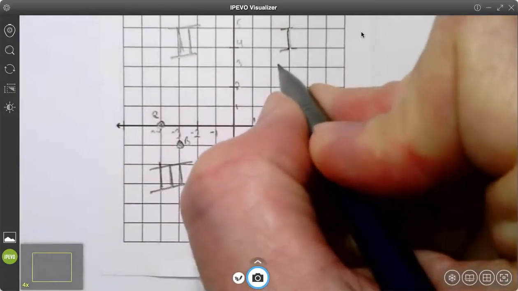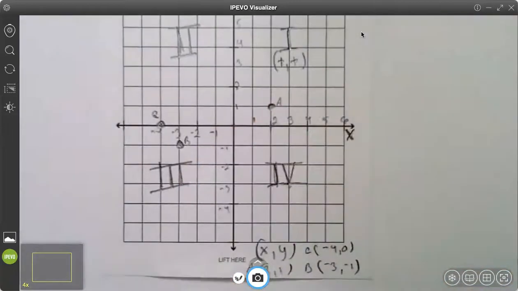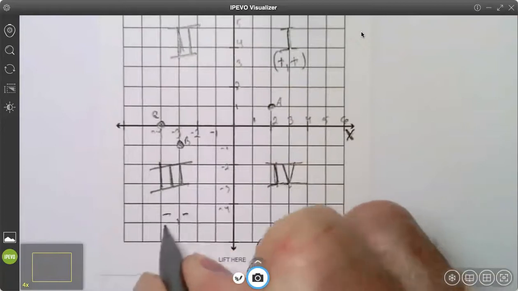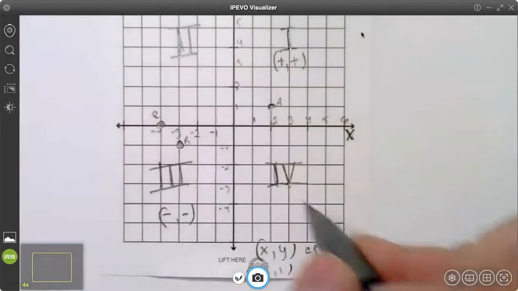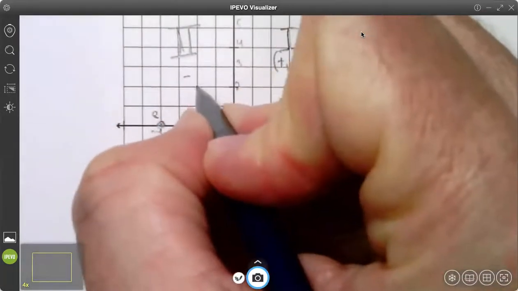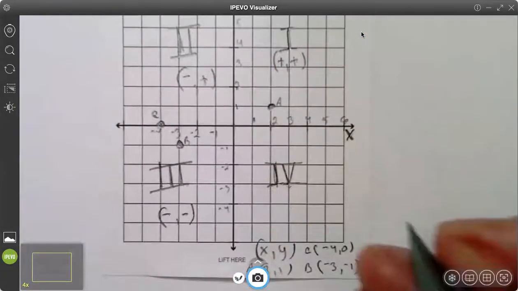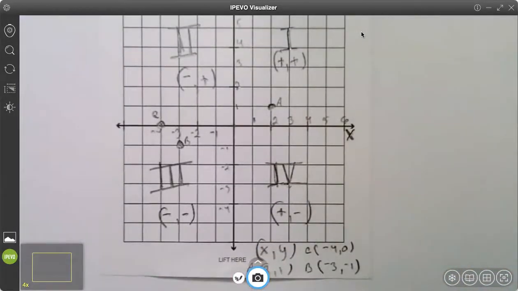Everything in the first quadrant has positive x and y values. Everything in the third quadrant has negative x and y values. And they're mixed up on quadrant 2 and 4. Quadrant 2 is negative on the x, positive on the y. And quadrant 4 is positive on the x, negative on the y. Again, all coordinates are listed as x, comma, y.